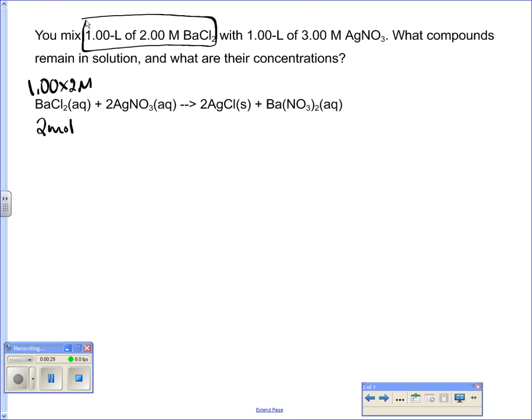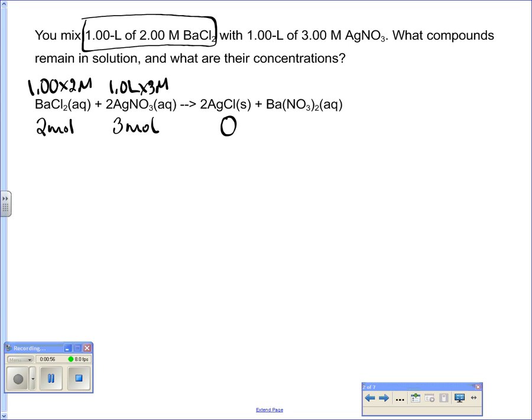And then for the silver nitrate, I have 1 liter times 3 molar. So I have 3 moles of silver nitrate. And what it wants to know is what compounds remain in solution and what are their concentrations after we're all done. So to figure this out, we can work through and do a BCA table. So I'm going to do that first, and then I'm going to draw a picture.